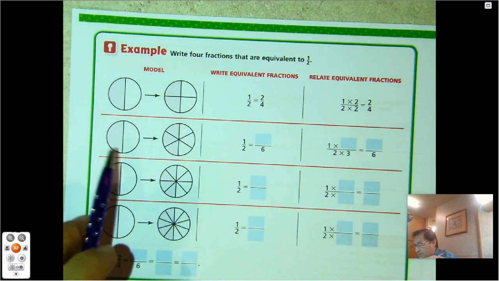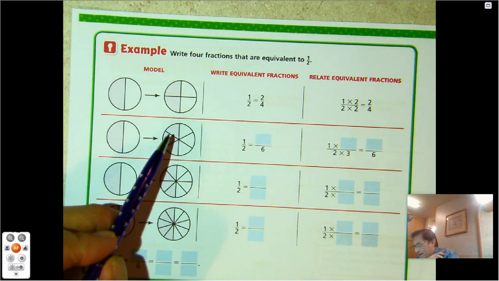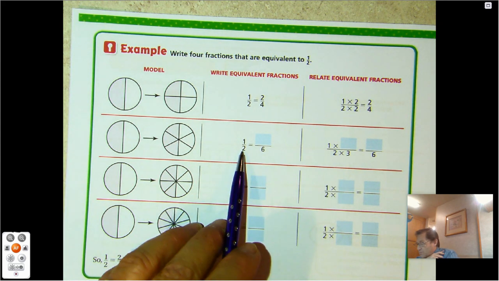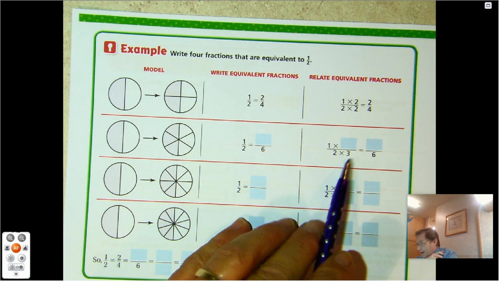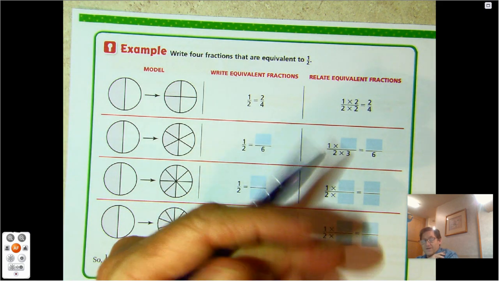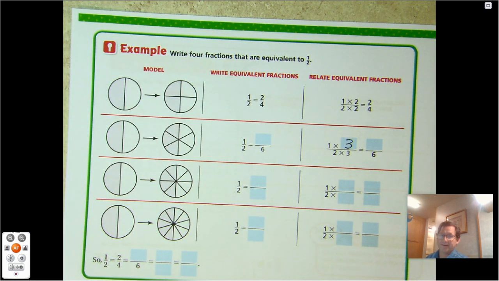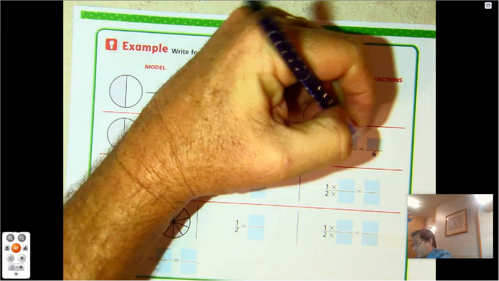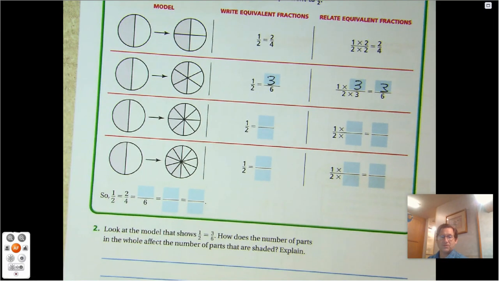All right, so now let's look at this one. It starts as 1/2, and then we have 6 pieces. Well, how did we go from 2 parts to 6 parts? We multiplied by 3. But I have to multiply by a value of 1, so the numerator also has to be multiplied by 3. So how many parts do we have shaded? 3. 3 times 1, 3/6. Okay, and the next one.